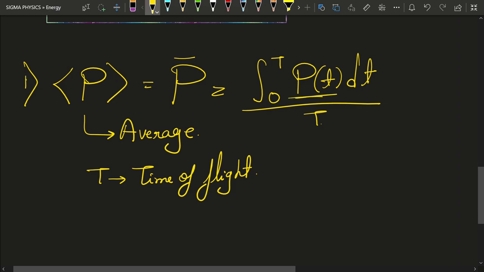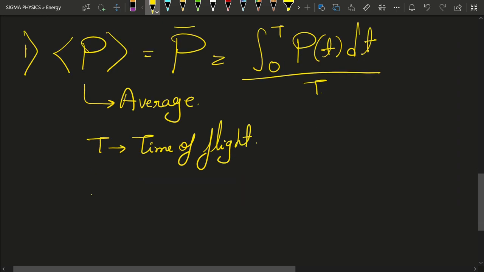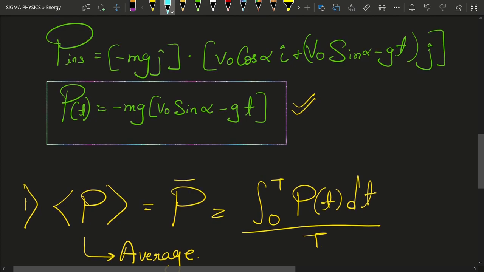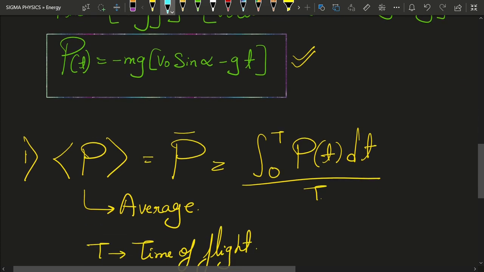The power over its course of flight, that is from time 0 to the total time of flight, divided by the total time of flight. So I have not done anything new. I just converted the sum into an integral. And we have already calculated what P(t) is, right? It was the second question that we had done. So that is the reason why I had done the second question first, right? So I'm just going to use that result over here.